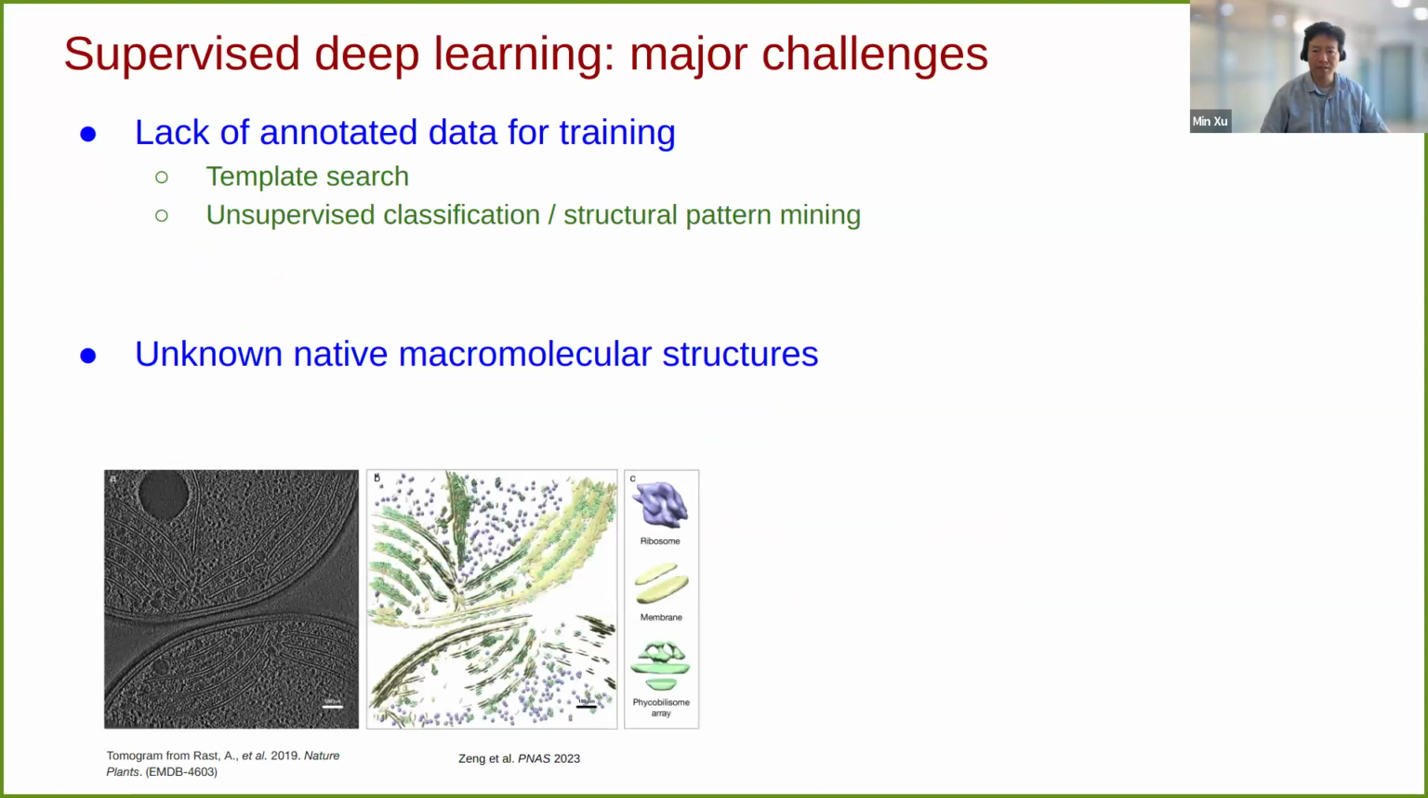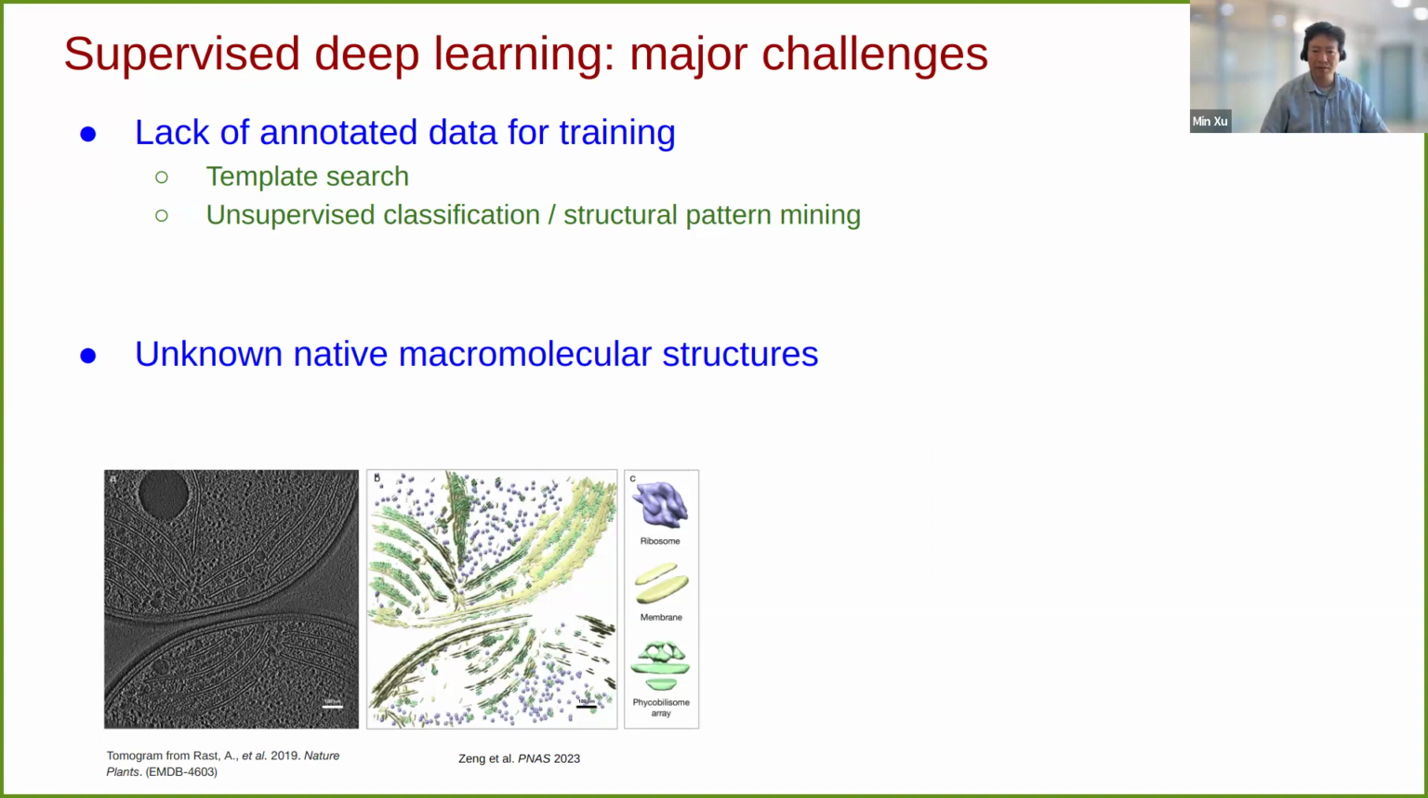Although supervised deep learning-based subtomogram classification has achieved significant improvement in classification speed and accuracy compared to previous methods, it has some major limitations. The successful training of such supervised deep learning models normally requires a large amount of high-quality annotated training data. However, such training data is often difficult to obtain.